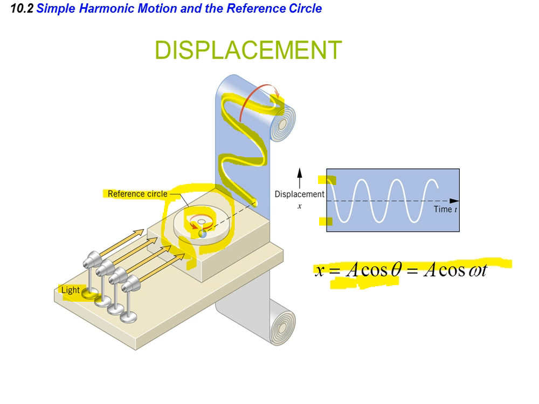And so our displacement function is going to be defined as A cosine theta. Well, what is theta? Theta is our angular displacement, and we know that's just omega times t, where omega is the rate at which we rotate, that's our angular velocity, and t is our time. So we can get a graph of displacement versus time, and it is in fact this cosine wave.